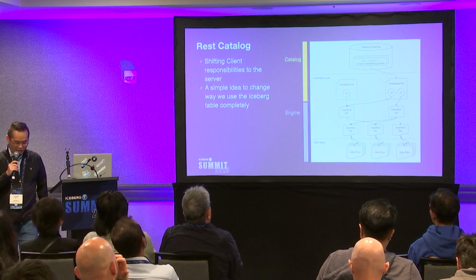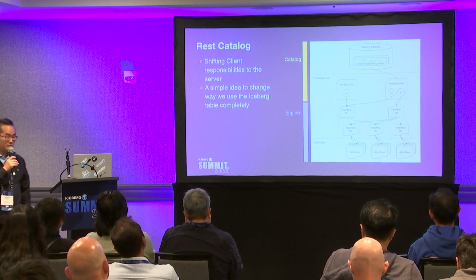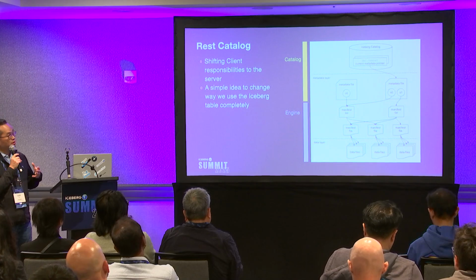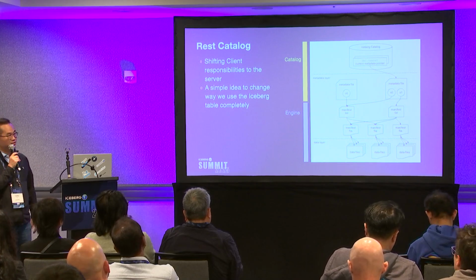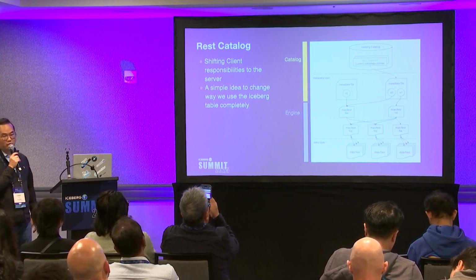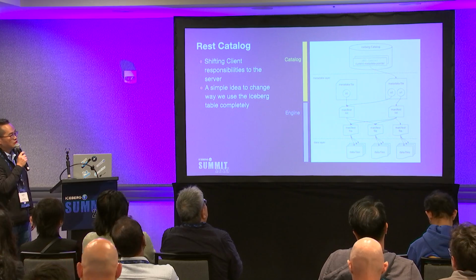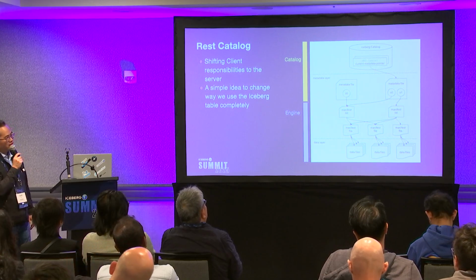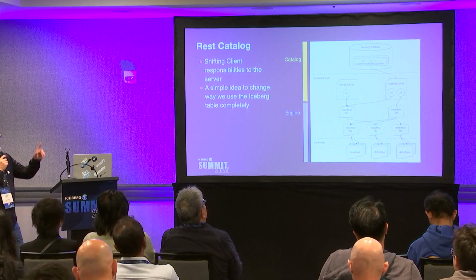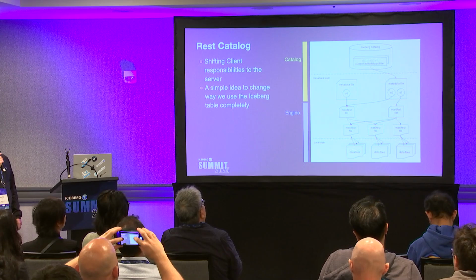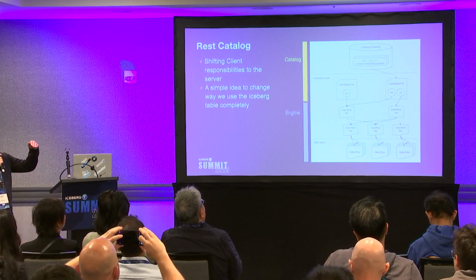So about 3 years ago, the community got started from scratch to come up with a solution called the REST spec. And based on the REST spec, we built the catalog called the REST catalog. As you can see, the idea is pretty simple. If you look at the bars, the catalog bar, the orange bar, is extended a little bit, and the engine bar shrinks a little bit.